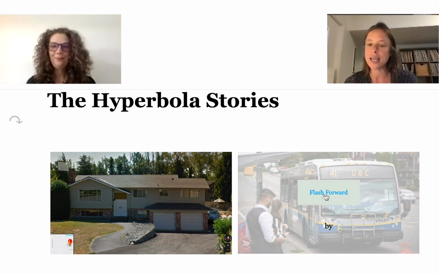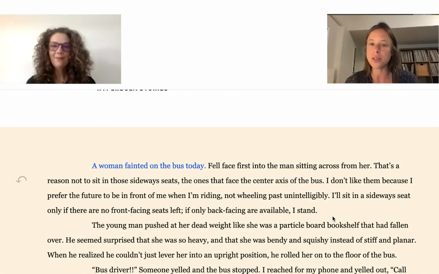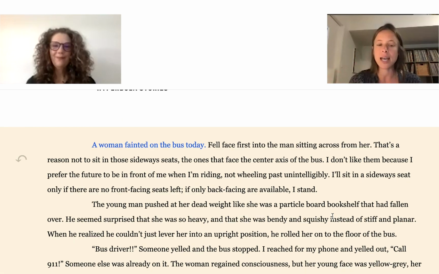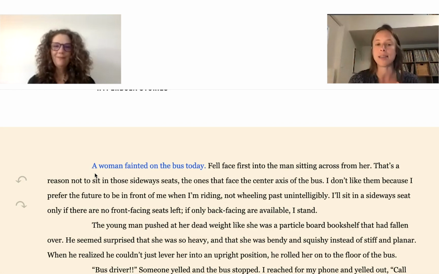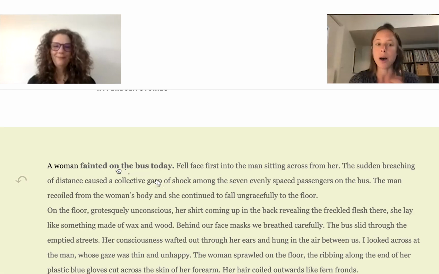And so if we enter in through Susan's story, here you see I snagged even on that first line, a woman fainted on the bus. And there were these contingencies in there that I allowed myself to diffract and open up possibilities.